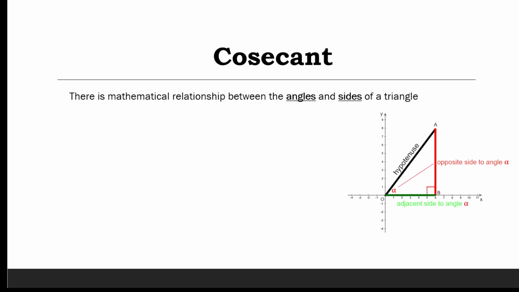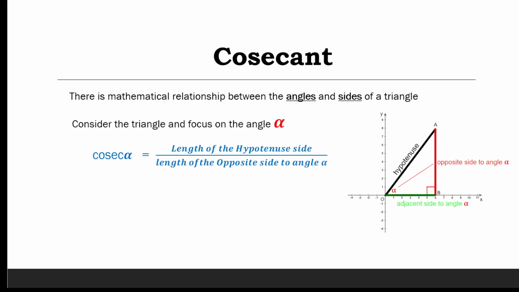Now let us look at the function called cosecant, with the focus on angle alpha. Cosecant alpha is defined as the length of the hypotenuse side divided by the length of the opposite side to angle alpha. Therefore, cosec alpha equals OA divided by AB. Therefore, OA equals AB times cosec alpha.